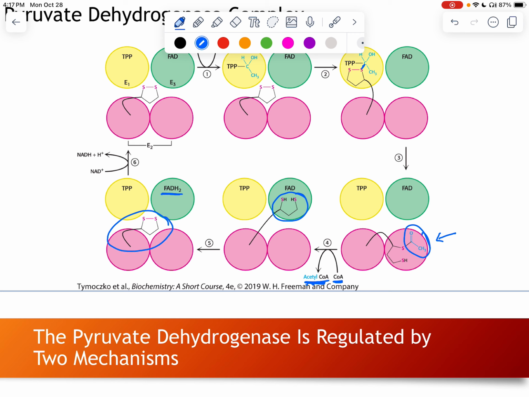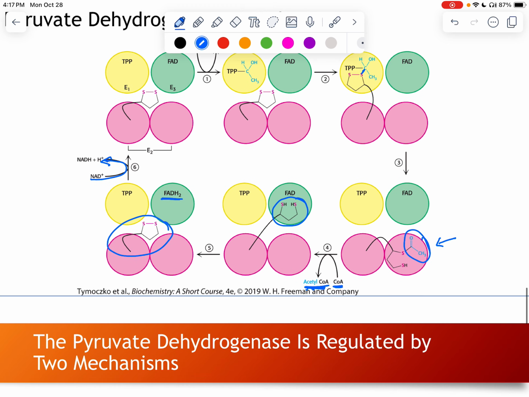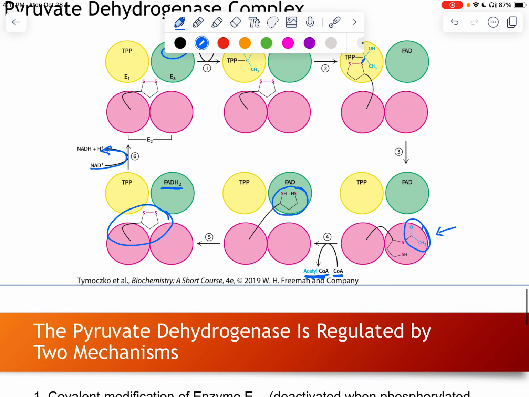And then NAD plus is going to come in and pick up those electrons to get us back to our starting point. So that NAD plus will take those electrons and can carry them over to our electron transport chain. All right, that was a lot. Step by step, you can sit down and go through these later.